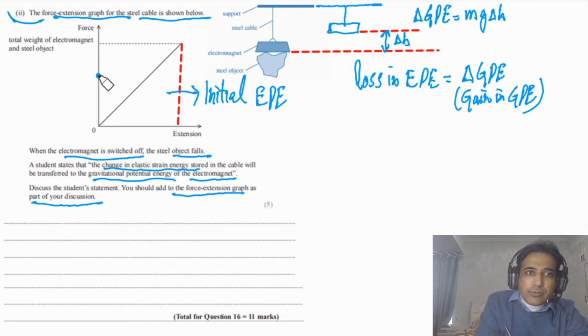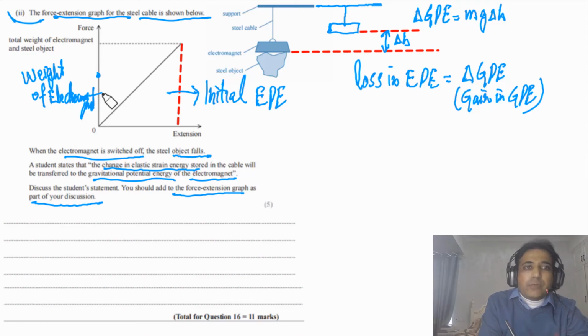So let's say at this point, this is representing the weight of the electromagnet. So we can say now we have only the weight of the electromagnet. We can also draw one dotted line here.